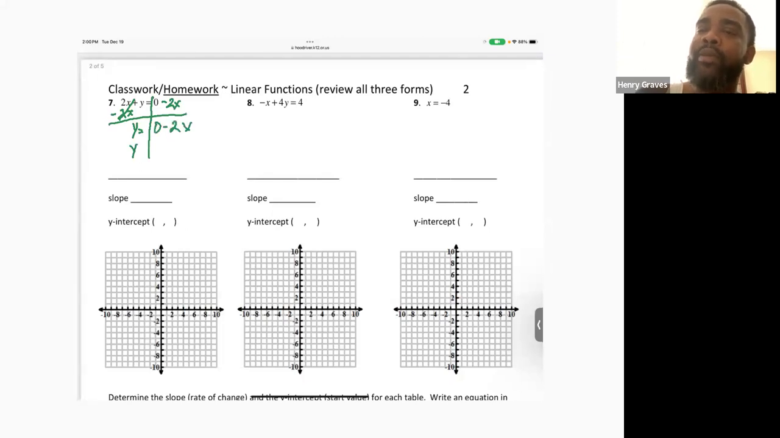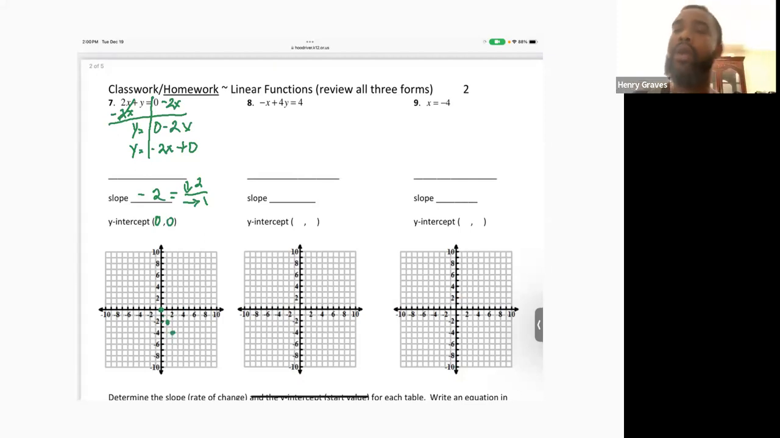So the y-intercept is going to be (0, 0), and the slope is going to be negative 2. I put my dot here at the origin. I go down 2 and right 1, down 2, right 1, like so. There we go. They probably want you to write the equation. Yeah, they do. y equals negative 2x. There you go.